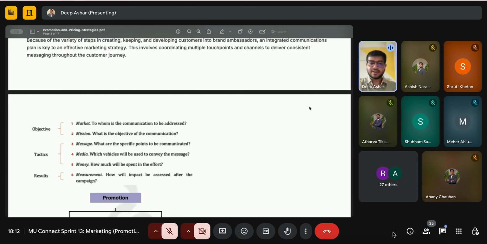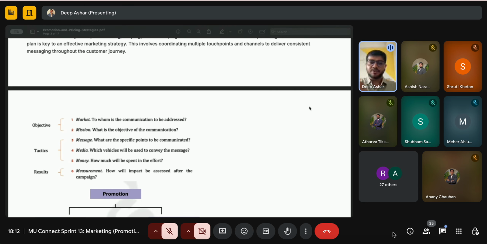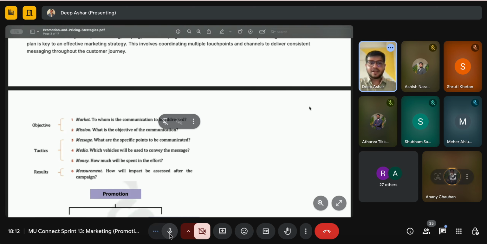Okay, perfect. Also, guys, you will have to unmute and say, because my screen is being presented, so I won't be able to see if there are any reactions. Yes, Deep bhai.